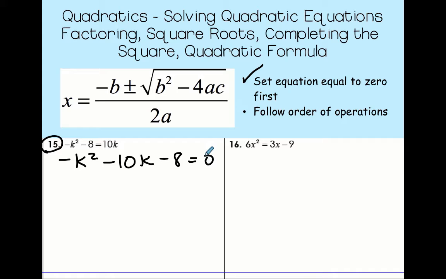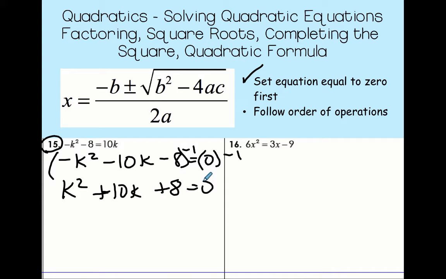Now, so I don't have so many negatives, if I multiply everything in this equation by negative 1, I would get k squared plus 10k plus 8. And you can do that just so you can get rid of some of the negatives. Okay, so now we're ready to go. Now I want to identify what my a is. It's the coefficient of k squared. My b is the coefficient of my linear term, which is positive 10, and my c is my constant term, which is positive 8.